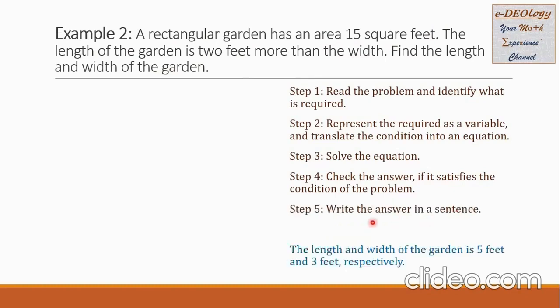So step 5, we will simply write the answer in a sentence. The length and width of the garden is 5 feet and 3 feet respectively. This is our final answer.